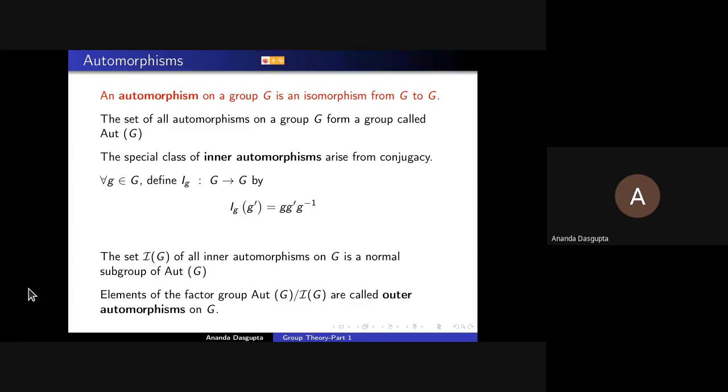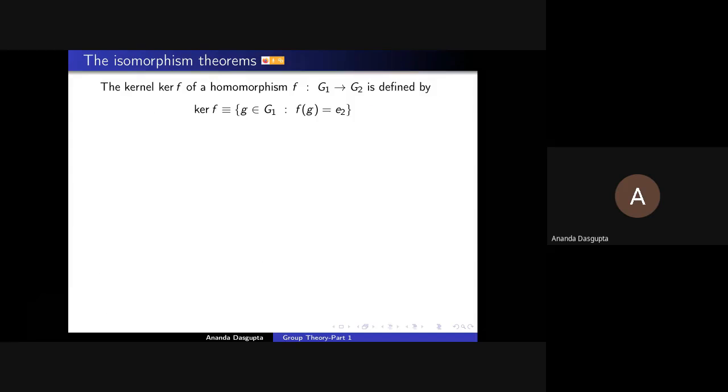Okay, this is not very important. And there are some theorems which are very important. Again, theorems which are very easy to prove. I will not give you the proofs, but theorems are important to know on their own. The kernel of a homomorphism, this is an important definition. Given a homomorphism f from G1 to G2, the kernel is defined to be the set of all elements of G1 which map onto e2, the identity of G2.